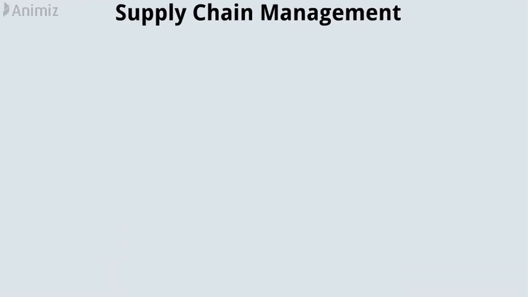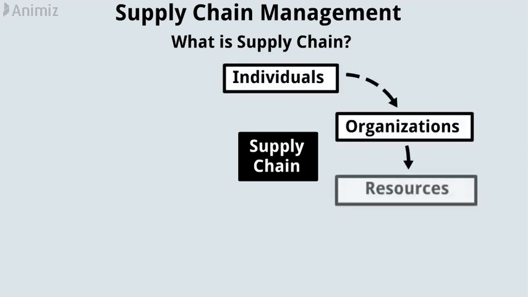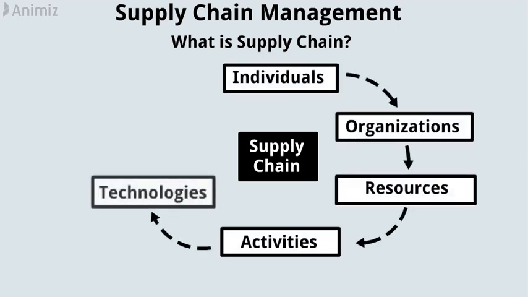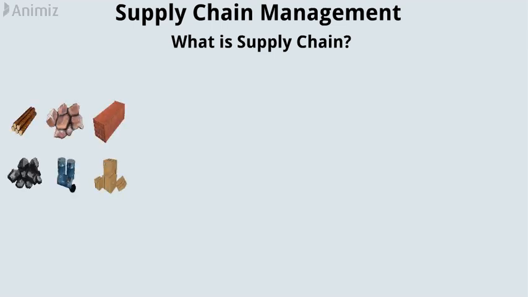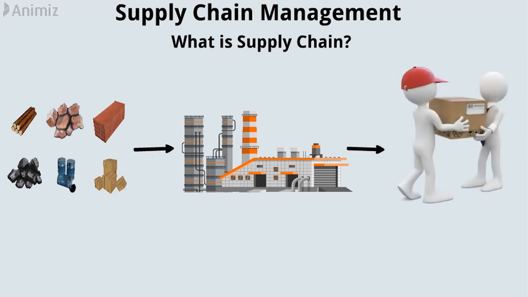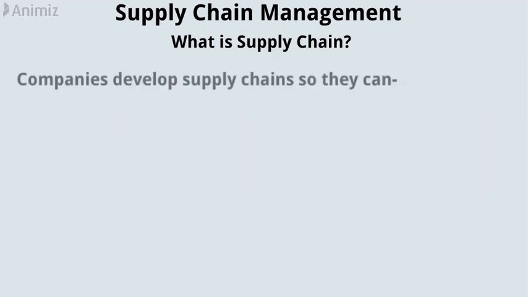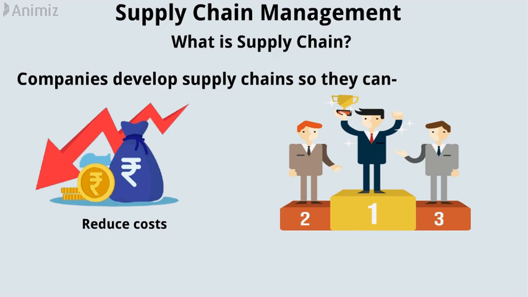Before learning supply chain management, let's discuss what supply chain means. A supply chain is a connected network of individuals, organizations, resources, activities, and technologies involved in the manufacturing and sale of a product or service. A supply chain starts with the delivery of raw materials from a supplier to a manufacturer, and ends with the delivery of the finished product or service to the end consumer. Companies develop supply chains so they can reduce their costs and remain competitive in the business landscape.